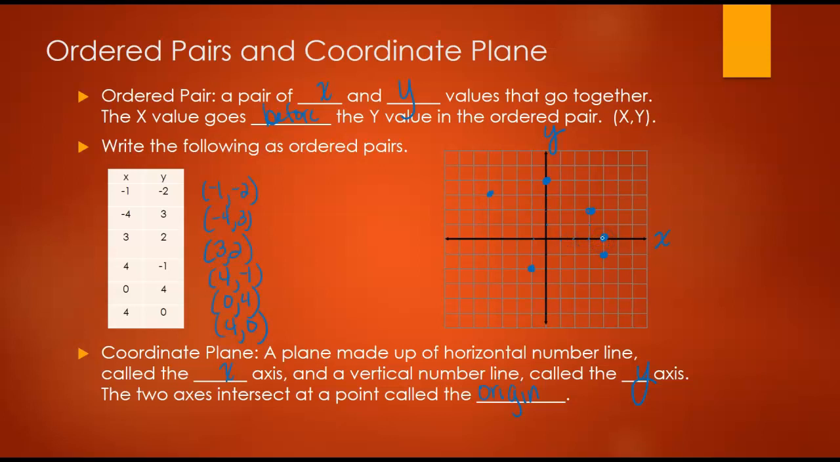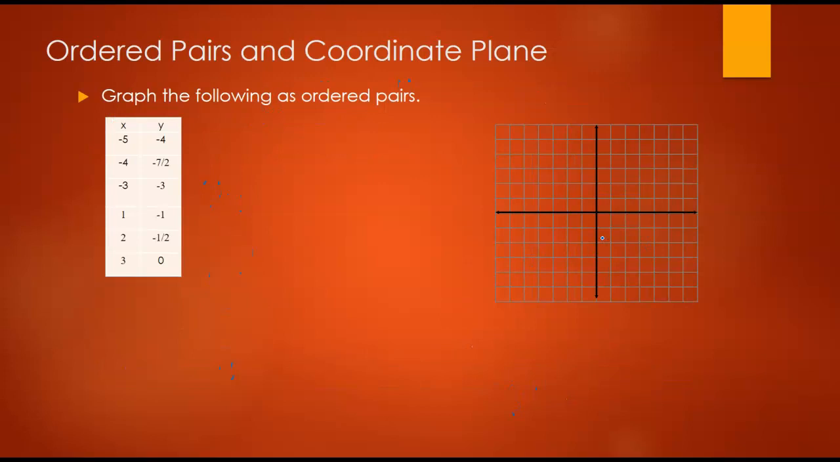This is what we call a scatter plot. These do not make a straight line, so we're not going to connect them with a line. There's no reason to. Not every table makes a straight line. So let's try graphing these.